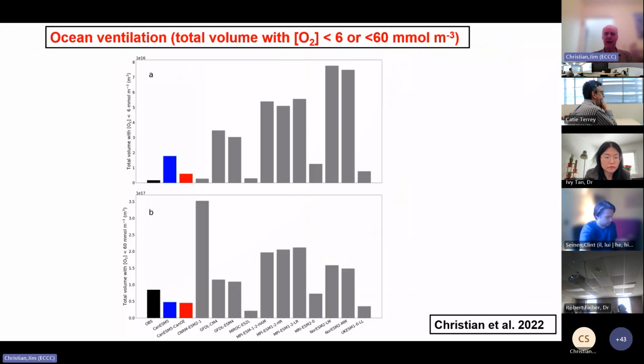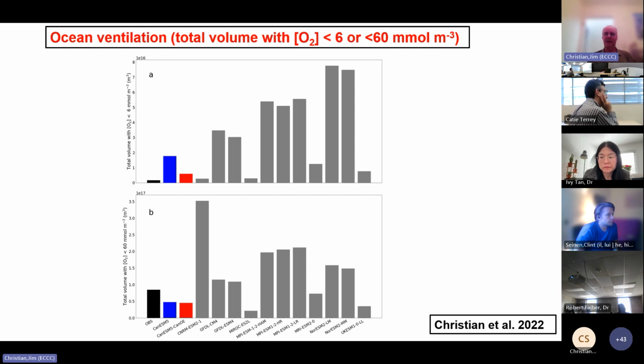Going back to the North Pacific oxygen minimum zones, here we're looking at the total volume of ocean with an oxygen concentration of less than 6 micromolar or less than 60. Six is the threshold for denitrification, where bacteria start using nitrate instead of oxygen as electron acceptor. And 60 is a benchmark for the impacts on higher organisms like fish, which don't like less than 60.